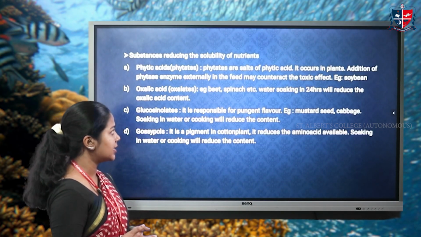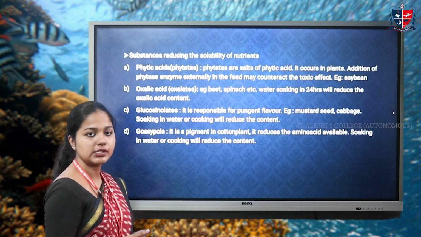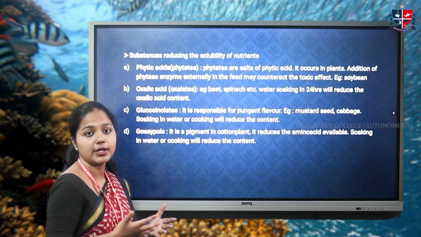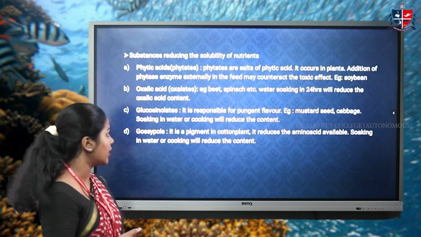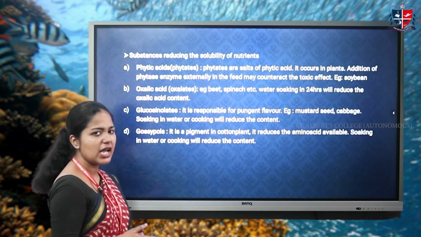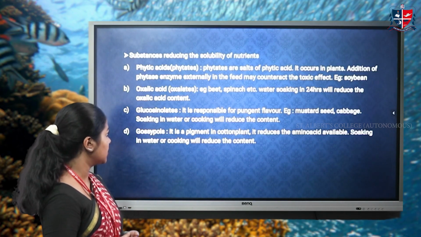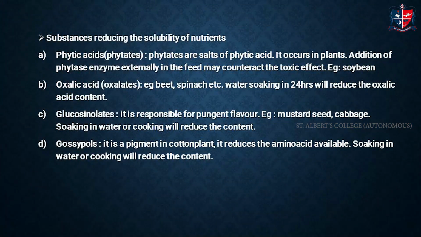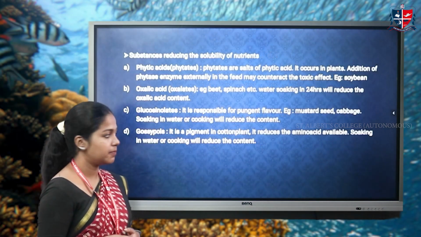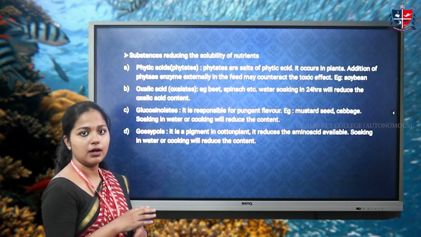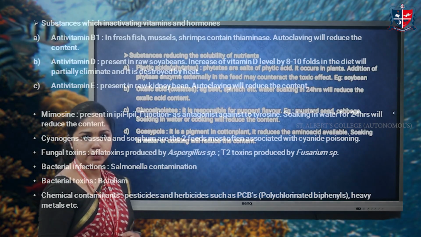And the next one is oxalates, which can be seen in spinach and beets. For example, spinach, and these can be reduced by using the water soaking method for 24 hours. And the next one is glucosinolates, which are characterized by a pungent flavor. For example, mustard seed and cabbage, and here also we can minimize this content by soaking and cooking. And the next one is gossypol. Gossypol is a main pigment in the cotton plant, and soaking in water and cooking can reduce a considerable amount of the gossypol from that plant origin.